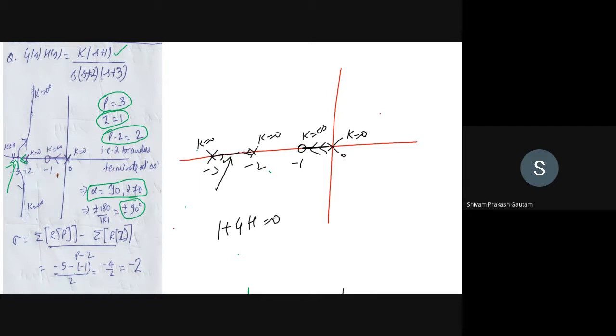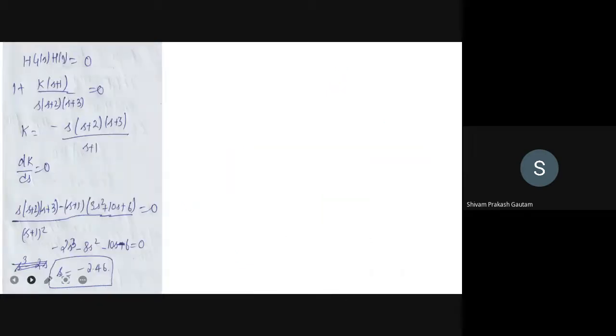So you can calculate the value of k: 1 plus k upon s into (s plus 1), (s plus 2), (s plus 3). You can take the LCM and equate it to 0. So k will be equal to minus of s(s plus 1)(s plus 2)(s plus 3). Then you can differentiate it with respect to s, equate it to 0, and calculate the breakaway point. So 1 plus g(s)h(s) is equal to 0.